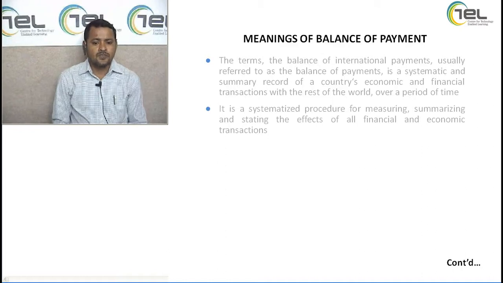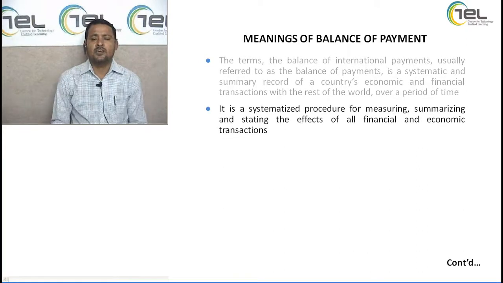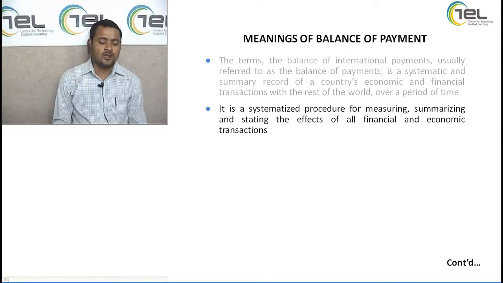The term balance of international payments usually refers to balance of payments, BOP. It is a systematic summarization of records of a country's economic and financial transactions with the rest of the world over a period of time, suppose say a financial year. It is a systemized procedure for measuring, summarizing and stating the effects of all financial and economic transactions.